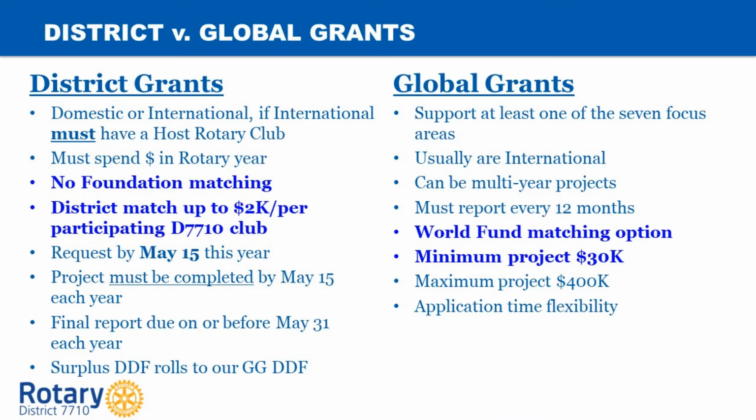With a global grant, some matching funds come from the World Fund in addition to DDF. There are a couple of other criteria to keep in mind. First, the total project budget must be at least $30,000, but cannot exceed $400,000. We will look at how the match works in more detail shortly, but what it means in real terms is that if your club submits a global grant, it must meet the minimum funding threshold of $30,000.